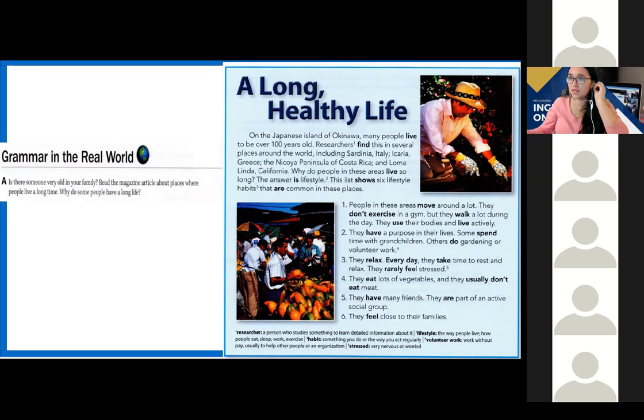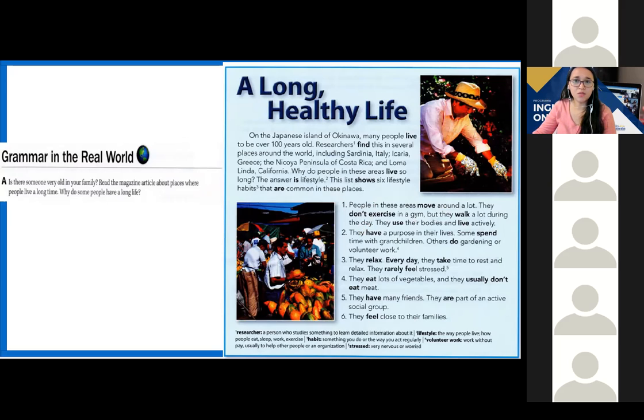Okay, so we are seeing here, guys, that for example, it says some ways of what these people do to live healthy. They move around a lot during the day. They walk a lot, and use their bodies actively. So all day long, they are doing something. Is it necessary that they go to the gym?